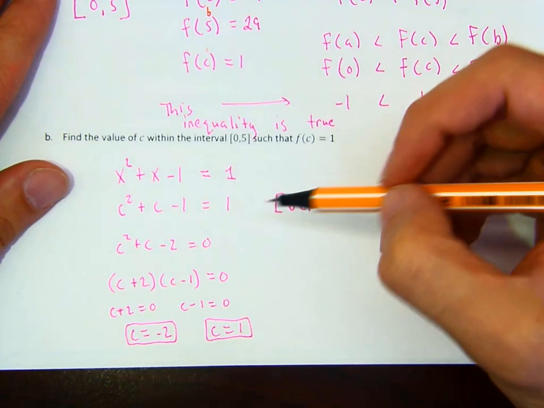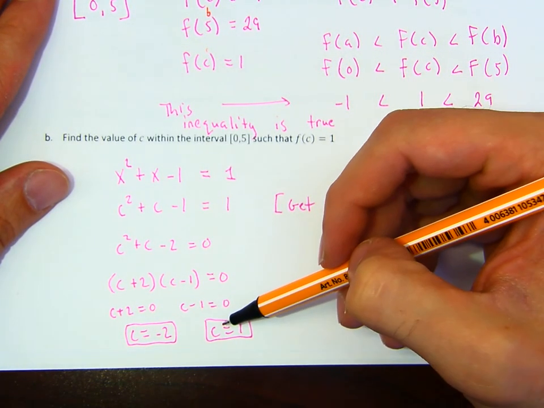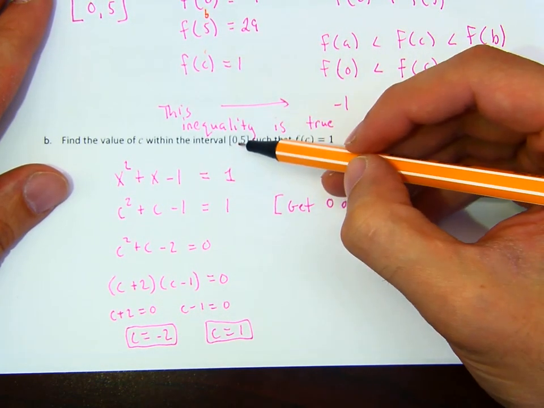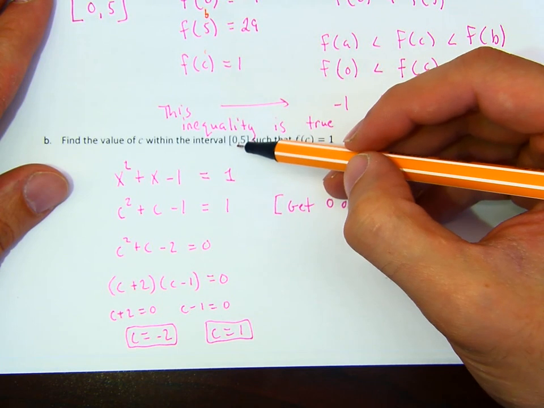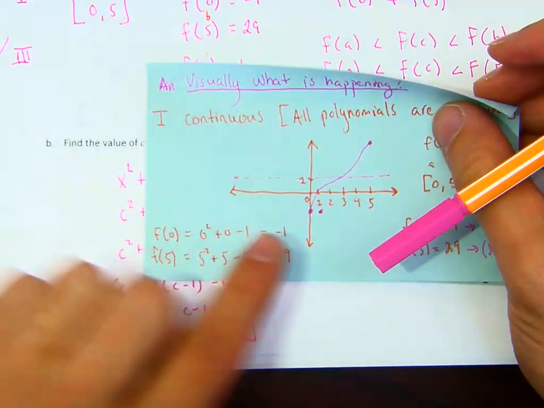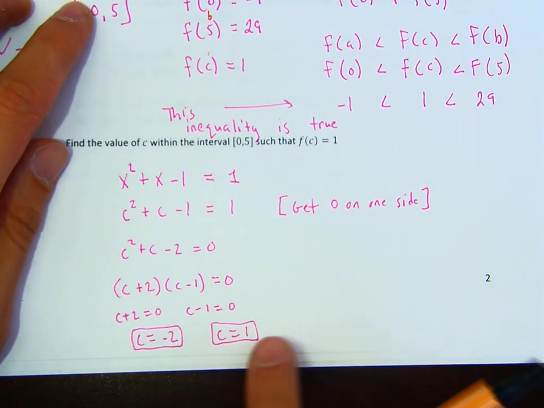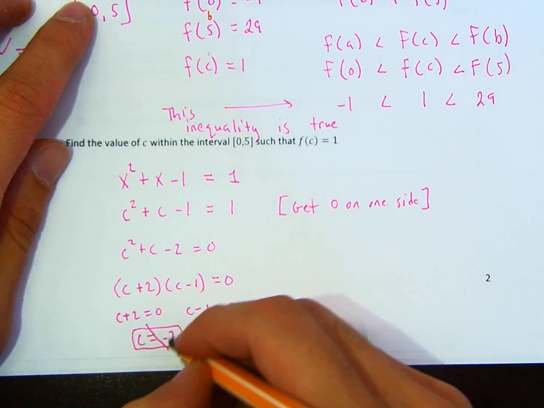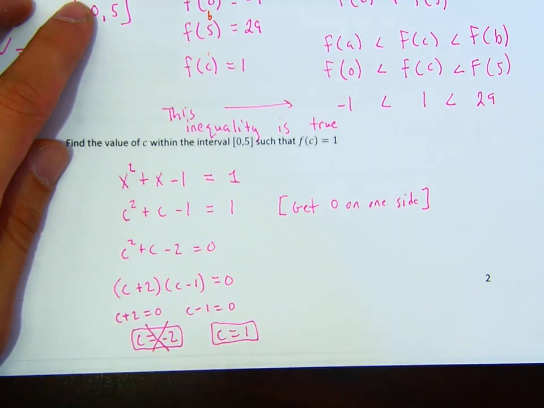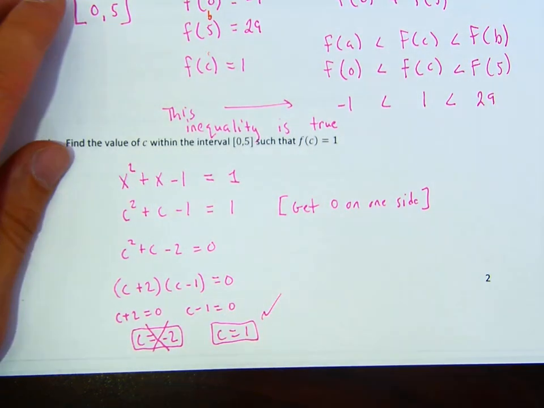So these are the two possible c values, but notice that it's in the interval from 0 to 5. So we want to find the number between 0 and 5, and what is that number? It's not negative 2, it's just c equals 1. So that's how you find it.